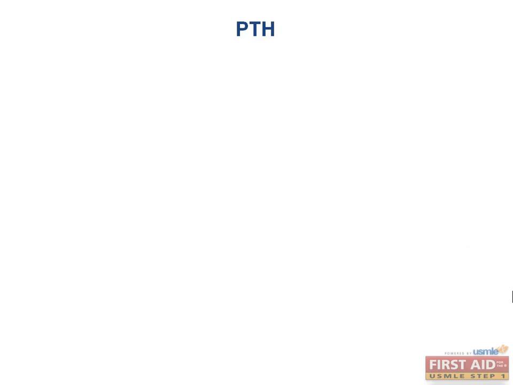The next hormone on our list is PTH, or parathyroid hormone. It is made by the chief cells in the parathyroid gland and is very important for regulating the balance between calcium and phosphate. Both of these play a significant role in bone homeostasis.